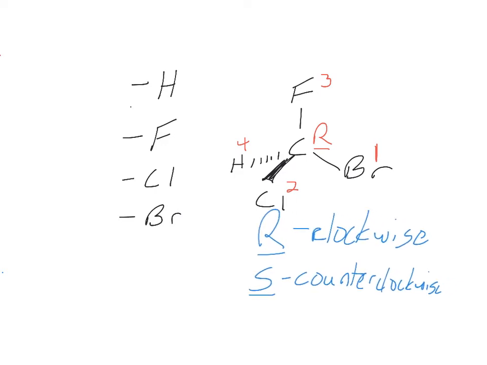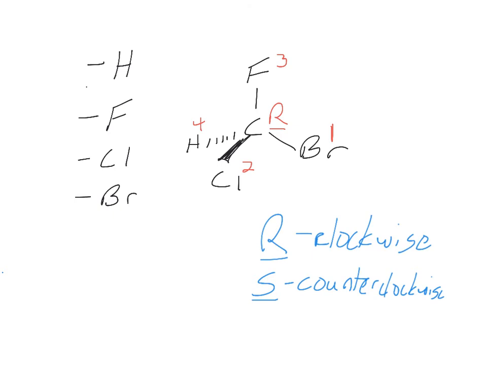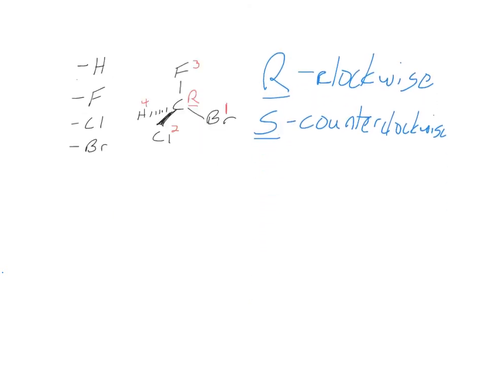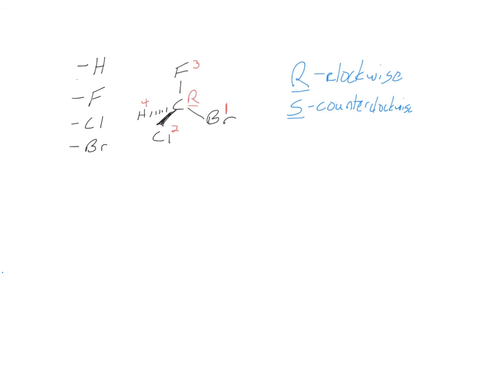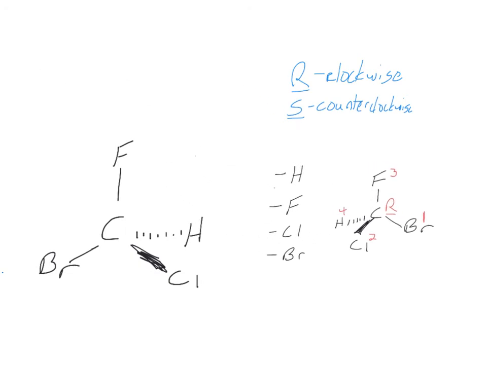Now, what happens if I want to draw the S version of that? So what would this mirror image look like? Well, let's start. So we're going to draw the carbon. Its mirror image would look like this. And how did I do that? If you took this, and they're looking in a mirror, the mirror's here. See how these are the mirror images of each other?